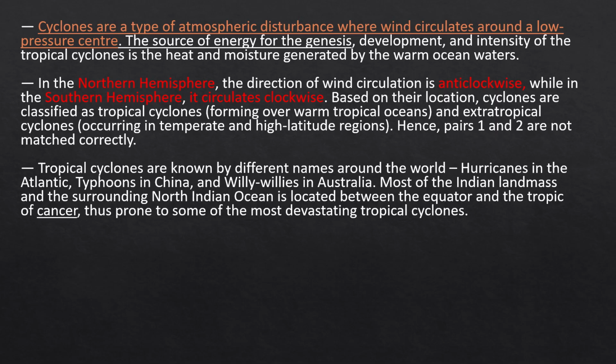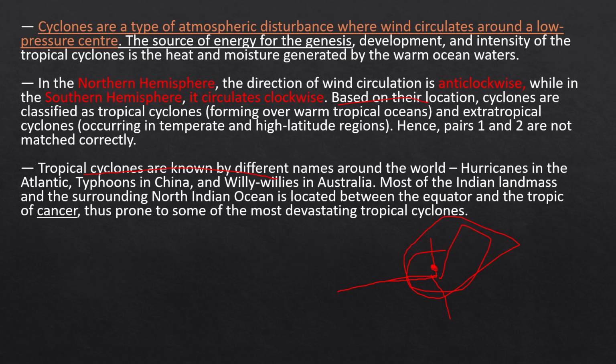Cyclones are a type of atmospheric disturbance where wind circulates around a low pressure belt. That is, if this is a low pressure belt, then wind circulates around it, and heavy moisture-laden wind will subside near this low pressure and keep moving. In the northern hemisphere, the direction is anti-clockwise, and in the southern hemisphere, the direction is clockwise. There are two types of cyclones.